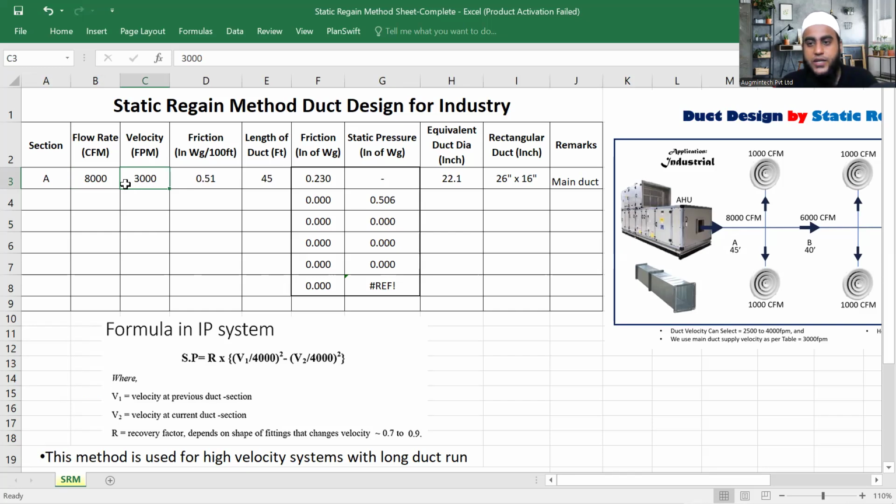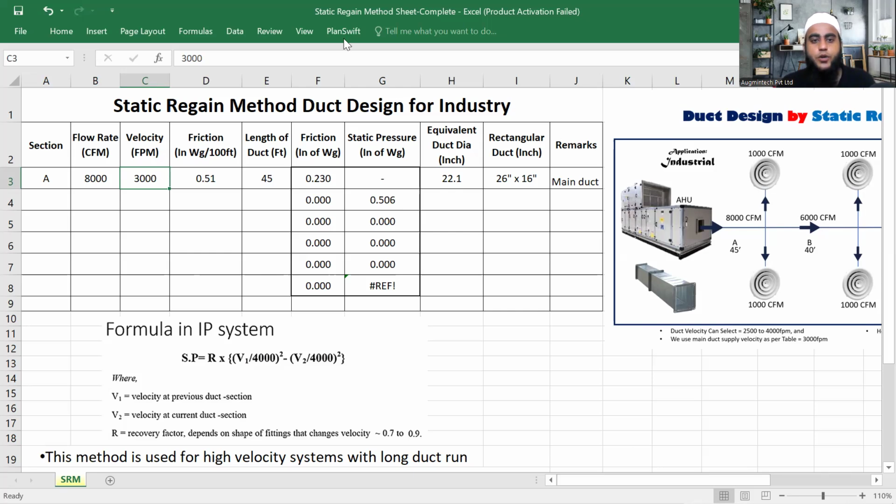When you enter any 2 parameters, you will get the remaining parameters like friction loss value, equivalent diameter, and rectangular duct size. So in this way we have calculated. Now come to the next section.